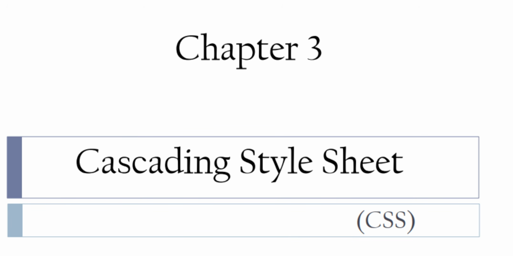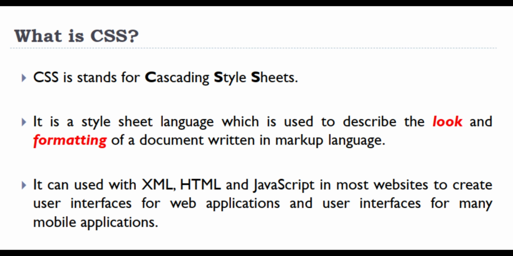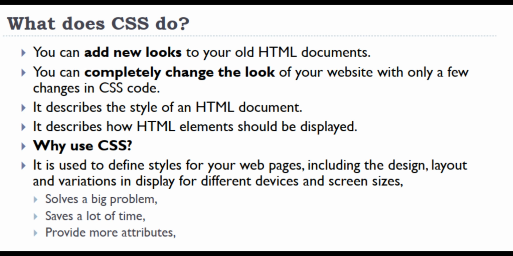Cascading Style Sheets, CSS, Chapter 3. What is CSS? CSS stands for Cascading Style Sheets. It is a style sheet language which is used to describe the look and formatting of human-written markup languages. It can be used with XML, HTML and JavaScript, and most websites use it to create user interfaces for web applications and user interfaces for mobile applications.